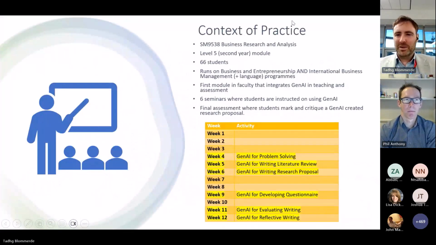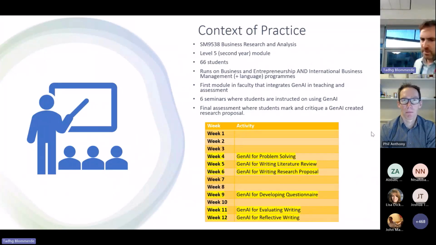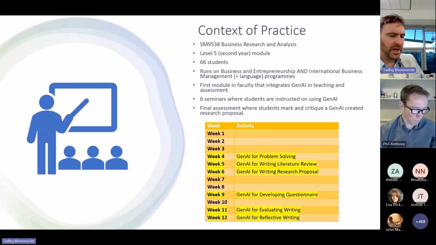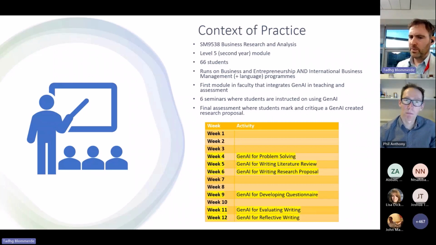So what I did was introduced Gen AI to my module in 6 of the 12 weeks. You can see there the details of who the students were, second year undergraduates. And it all started in week 4, where we looked at Gen AI for problem solving and a couple of other things as we go along, which I'll summarize now.